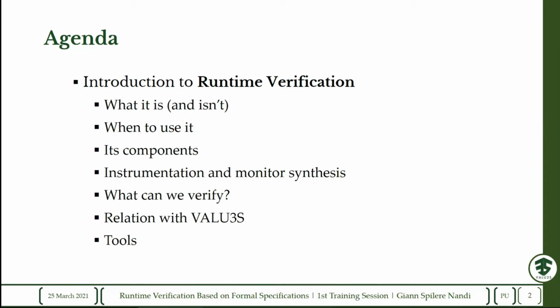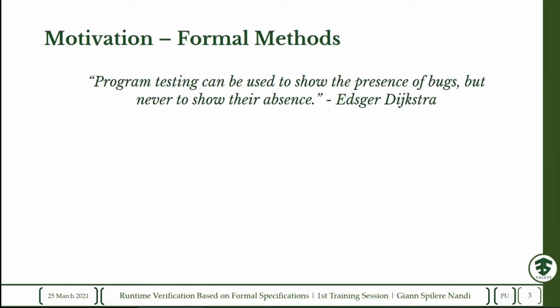So let's start with some contextualization, because runtime verification is part of a bigger research field called formal methods. And in the context of values, we're mostly concerned with the verification and validation aspects of our systems. Because of this, I want to contextualize the use of formal methods as another tool for us to use to achieve our goals. With that in mind, I want to start with a quote from Dijkstra that says that program testing can be used to show the presence of bugs, but never to show their absence. And that's when formal methods come into play.